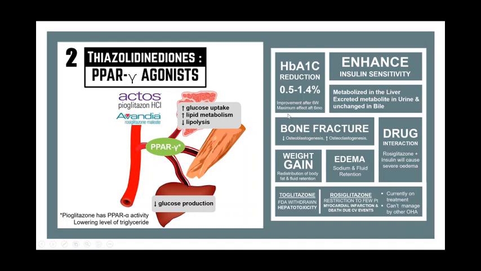Let's move to the second agent, which is thiazolidinediones, which are ligands of peroxisome proliferator-activated receptor gamma at nuclear receptors that are expressed primarily in adipose tissue, muscle, and also in the liver. Pioglitazone and rosiglitazone are the only available drugs in this class.